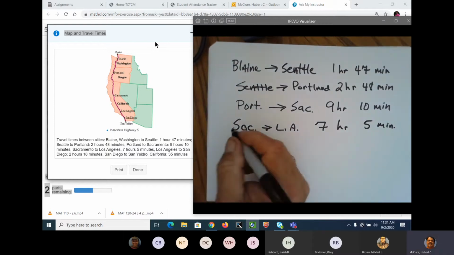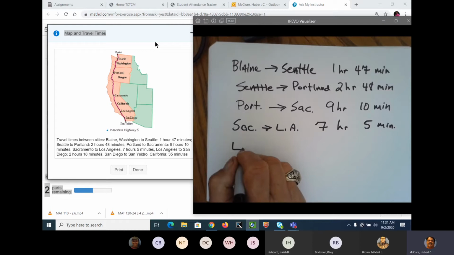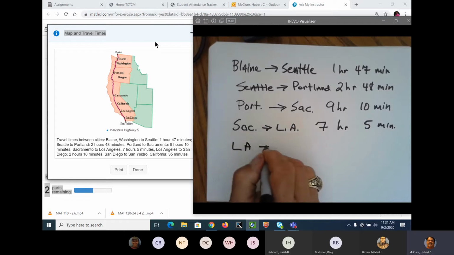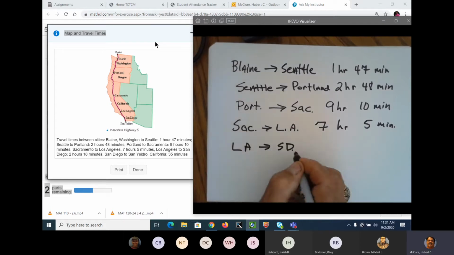LA to San Diego, not very long. I was stationed in San Diego or LA out there, 29 Palms, as well as Camp Pendleton. 2 hours, 18 minutes.